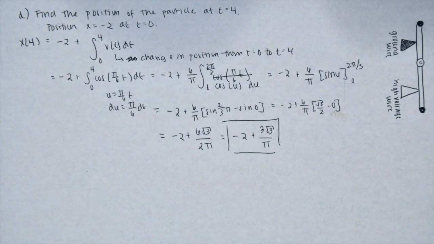Now we need to find the antiderivative of cosine of u, which is just sine of u. After that, we solve through and we get negative 2 plus 6 over pi times sine of 2/3 pi minus sine of 0. You either know those values or you could draw a graph and figure them out. You get negative 2 plus 6 over pi times square root of 3 over 2, because sine of 0 is just 0. And then you get negative 2 plus 6 square root of 3 over 2 pi. Simplifying that down, you get your final answer, which is negative 2 plus 3 square root of 3 over pi.